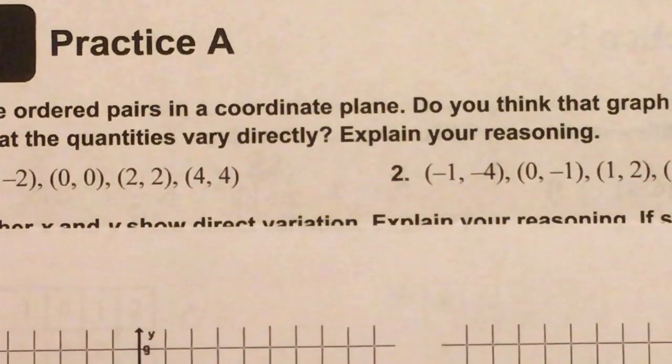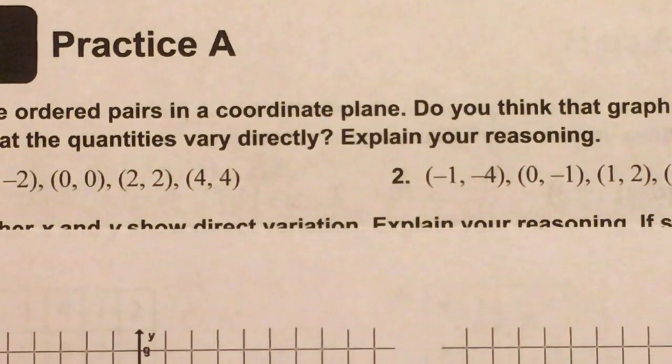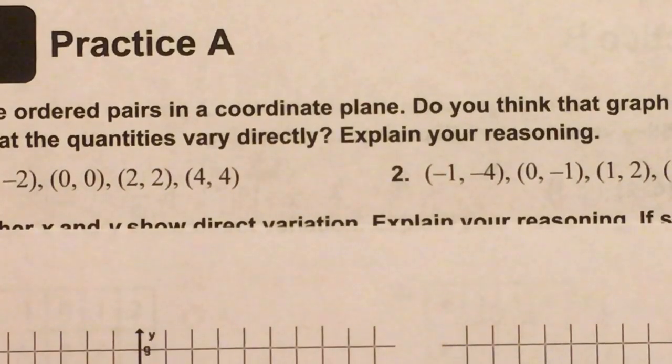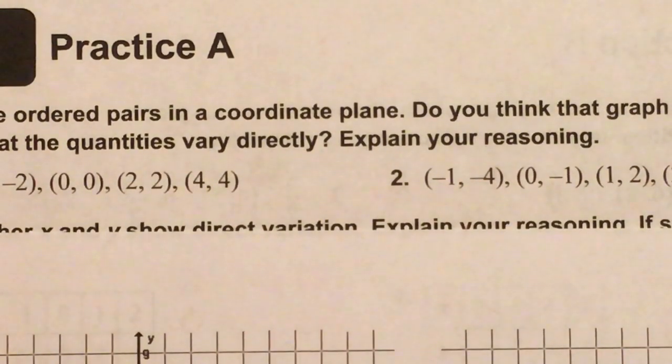Here we go. Graphing ordered pairs in a coordinate plane. Do you think the graph shows the quantities very directly? Explain your reasoning. I'm pretty sure students are going to have to be able to do this without a graph, but let me show you how to do it with a graph.